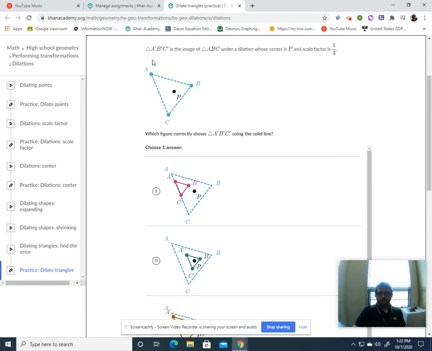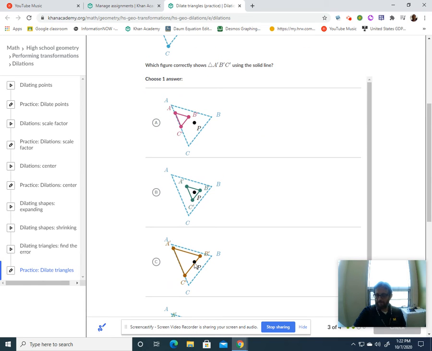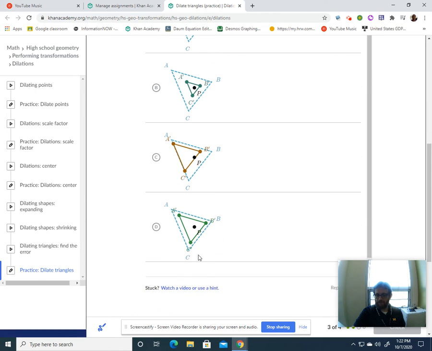Next one. Triangle A prime, B prime, C prime is the image of triangle ABC under the dilation whose center is P and whose scale factor is a third. Now remember, P is going to be in the same place. You're shrinking everything around P. So this very first one cannot be the answer because P is still going to be inside the triangle. You're shrinking it around that point. So there's no way it can be that one. There's no way it can be on the triangle. It's going to look very similar. It's just a shrunken version.